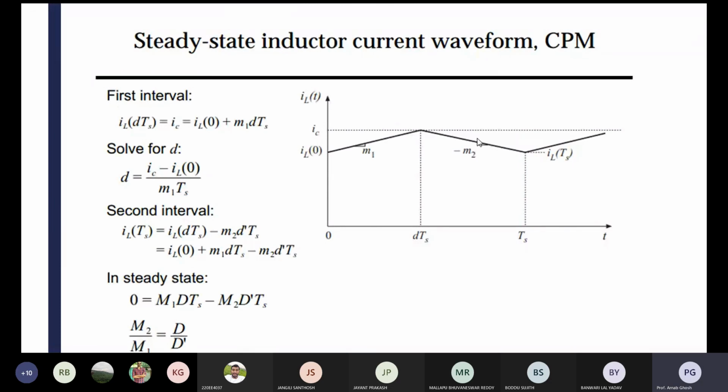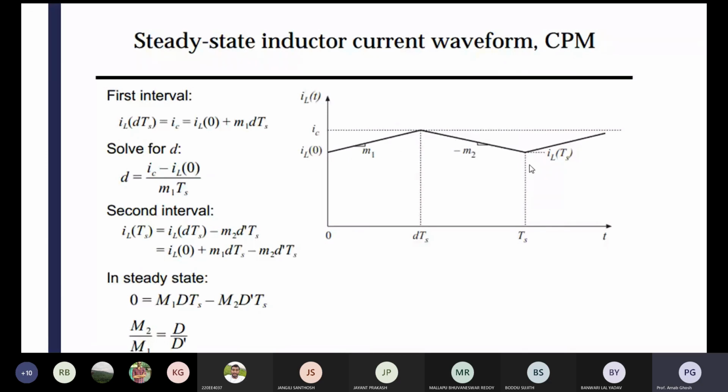So it's simple. IL DTS, that portion, will be of the form Y equal to MX plus C. Equal to IC, the control signal current, maximum. C equals IL0 plus M1 into DTS, simple form. Now we can solve from this expression for the D value. So D is IC minus IL0, whole divided by M1. Simple thing.